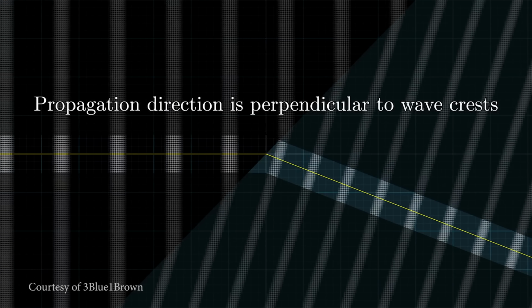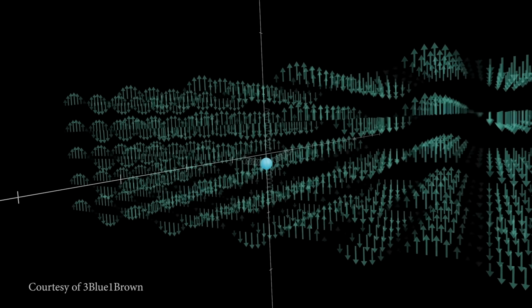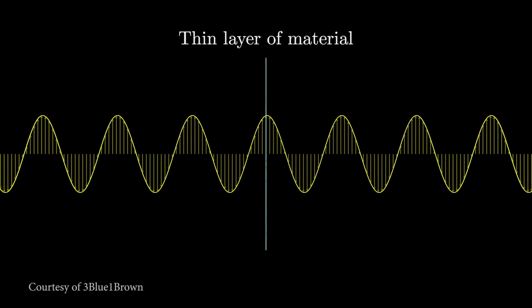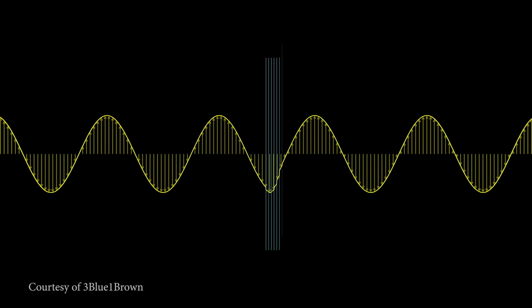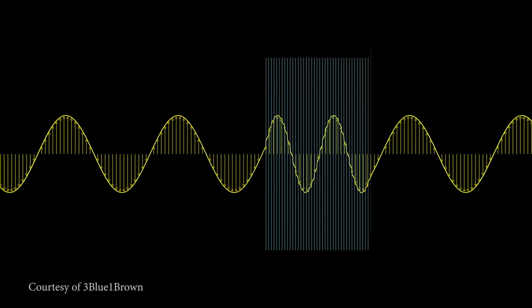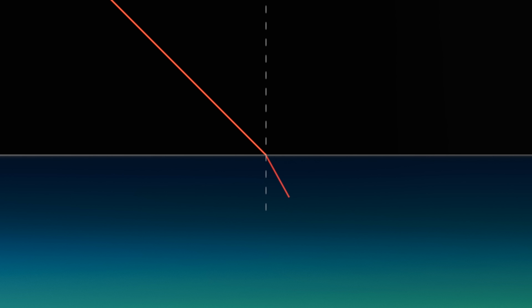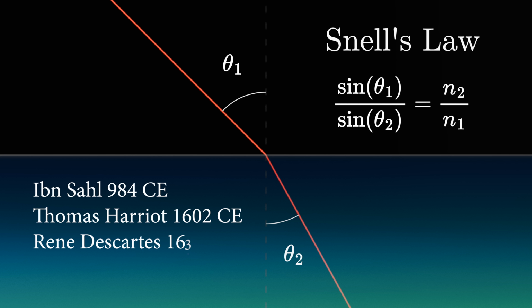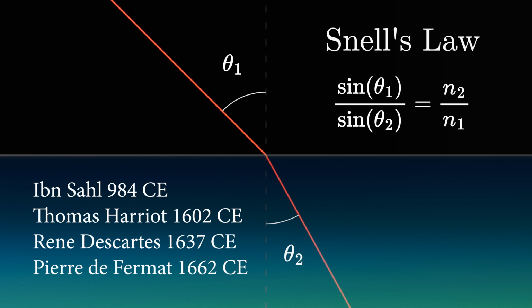So to recap, light causes charges to wiggle, so they create their own electromagnetic wave, which gives the light a phase kick, shortening its wavelength, which slows it down, and so it bends. There's a simple mathematical expression that relates the angles of incidence and refraction to the indexes of refraction of the two media. It's known as Snell's law, even though it was independently discovered by a handful of people some well before Snell.